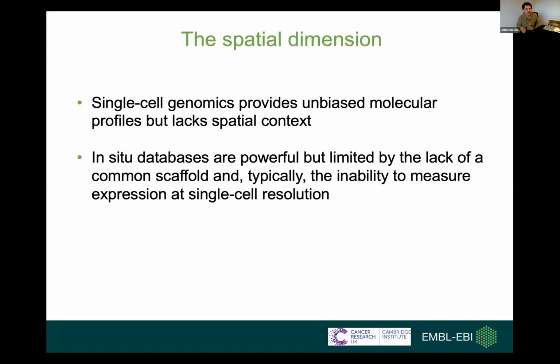But of course, and this is the purpose of this workshop, whilst powerful, single-cell genomics approaches are limited in that they lack spatial context. And at these stages of development, there do exist in situ databases, but they're limited by the lack of a common scaffold and typically by the inability to measure expression at single cell resolution. And at the time points that we're looking at here, the cells are typically very compactly located. So you really do need that single cell resolution in order to tease apart what's going on between cells, especially when there's so much heterogeneity in such a relatively small number of cells.